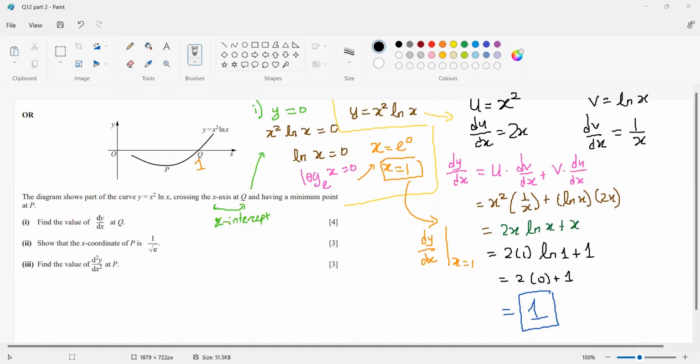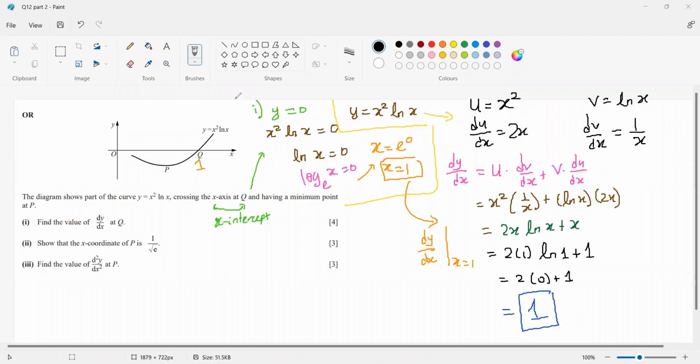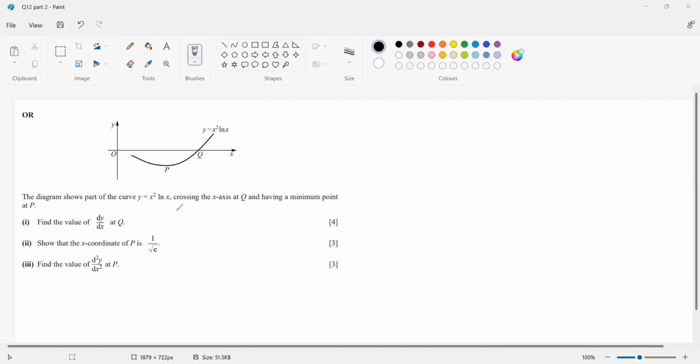Likewise, let's check and see how to do that. So I'm going to clear this up to have more space. So show that the x coordinate of p is 1 over e. I may need something from here. The dy/dx is 2x ln x plus x.